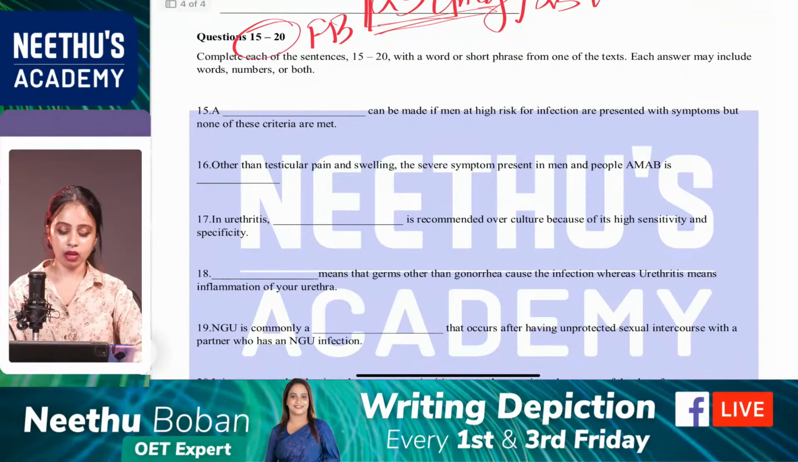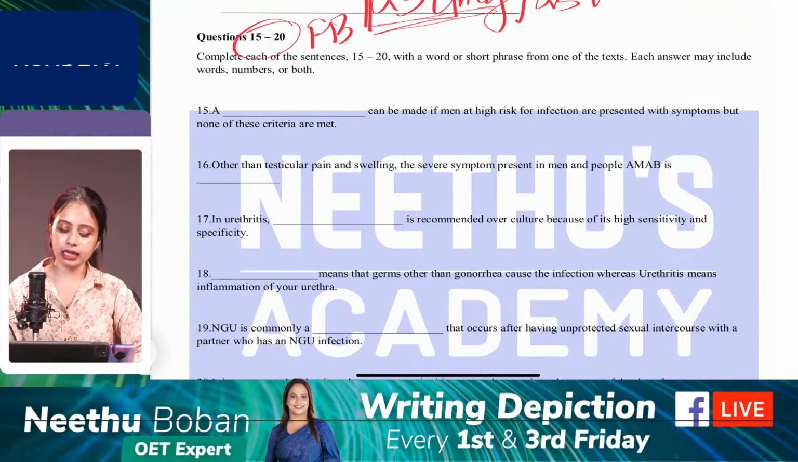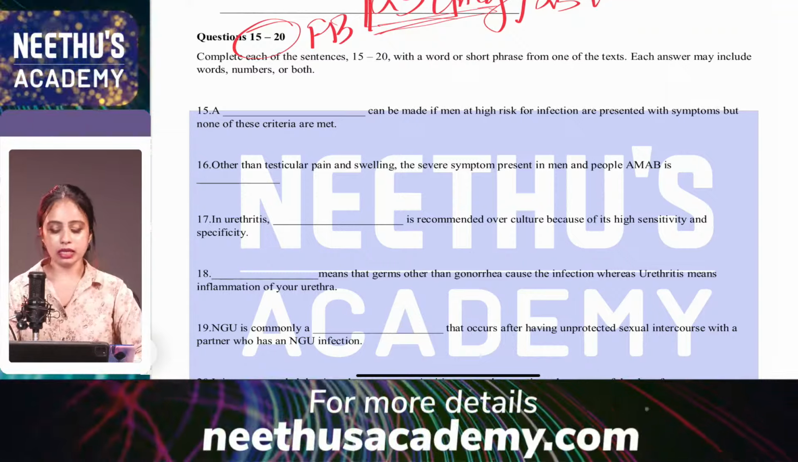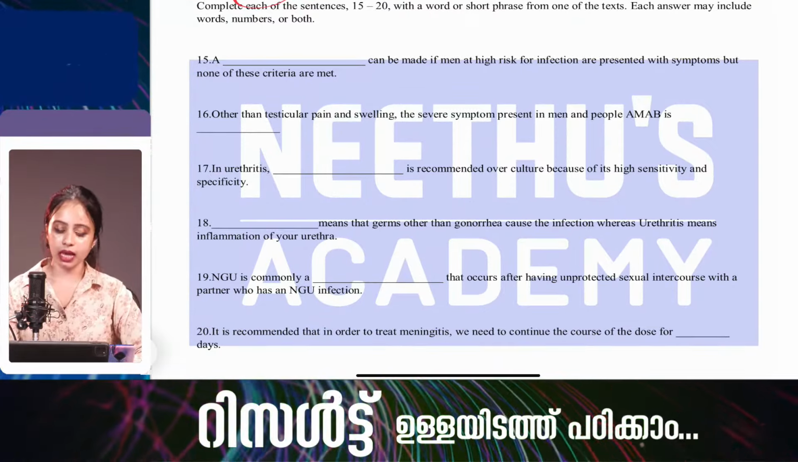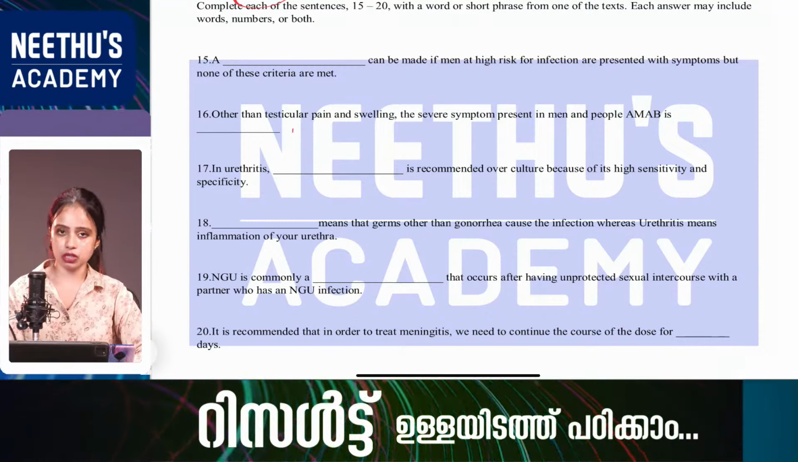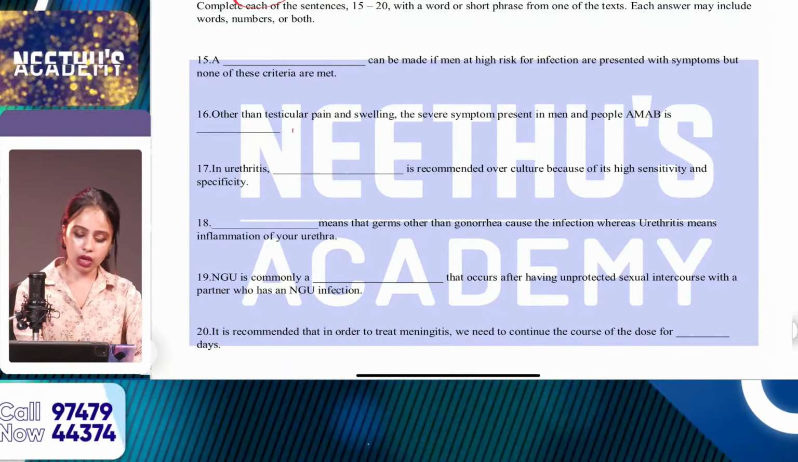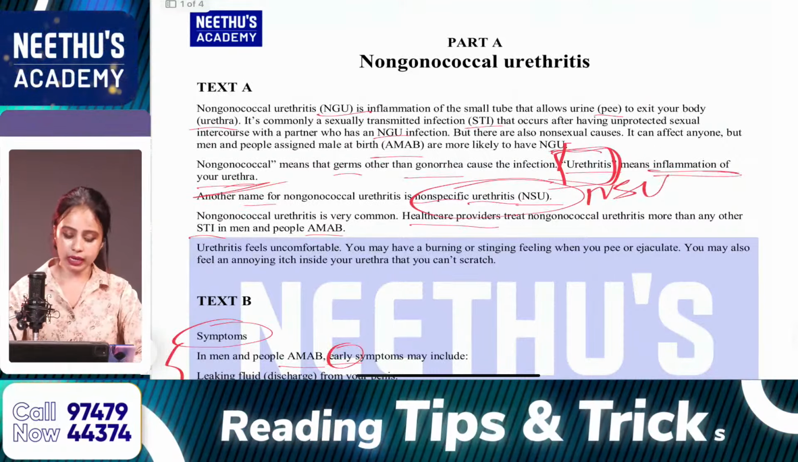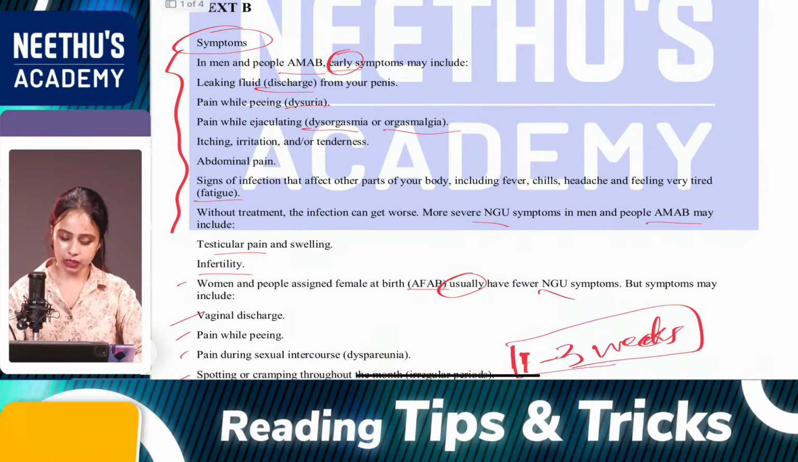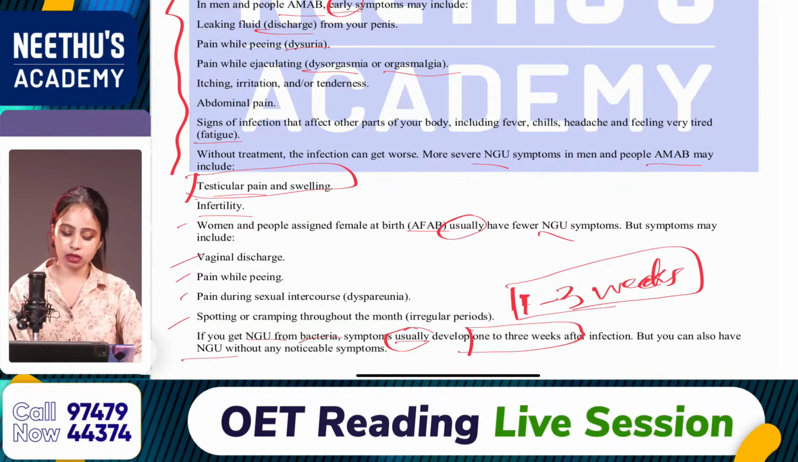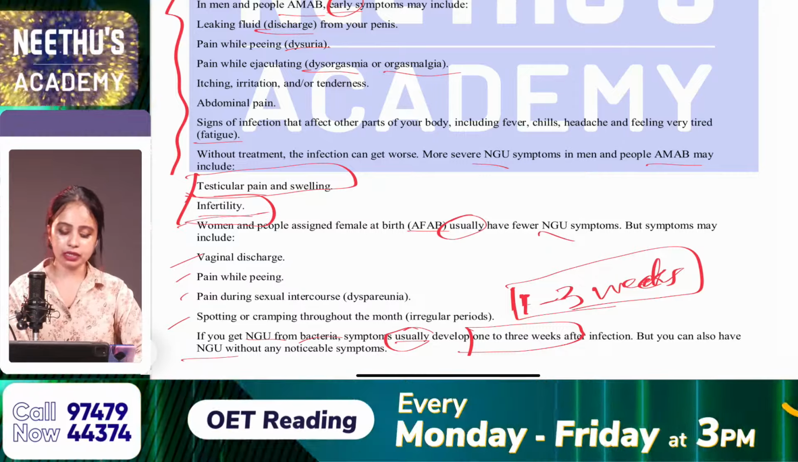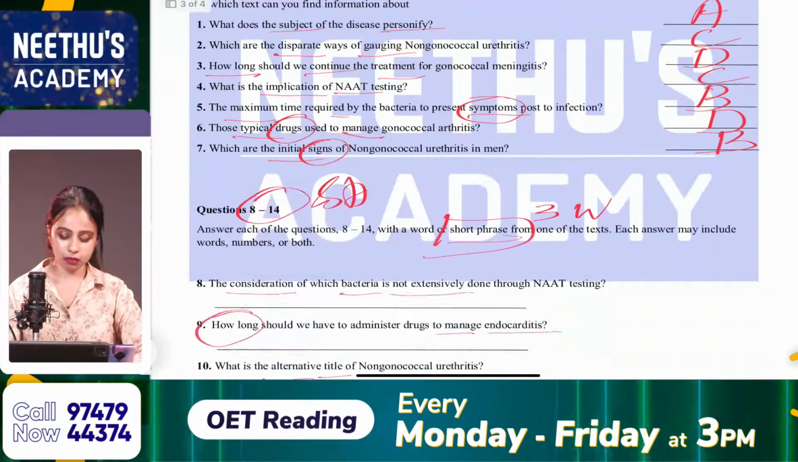Very good. 16th one. Other than testicular pain and swelling, the severe symptom present in men and people AMAB is dash. So what is it? Here comes testicular pain and swelling. So after that, infertility. Yes, infertility should be the answer.